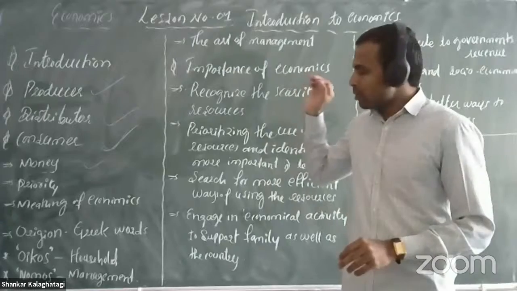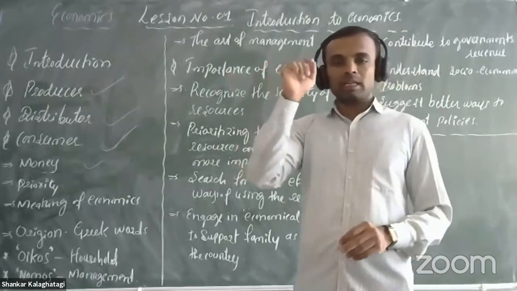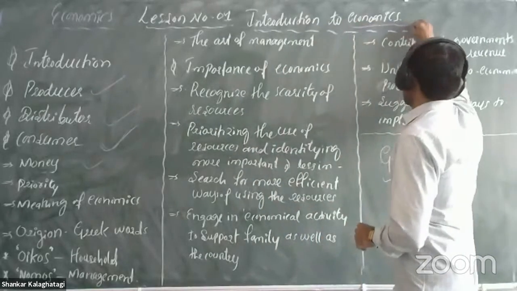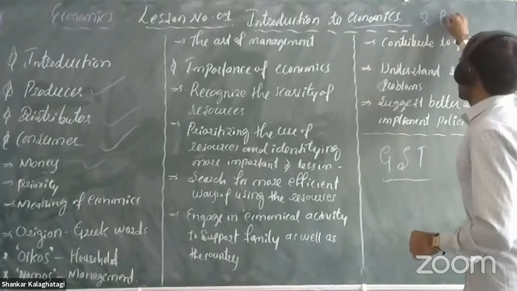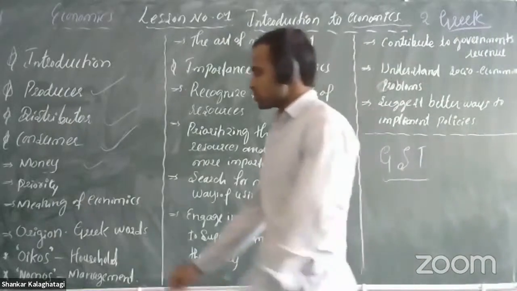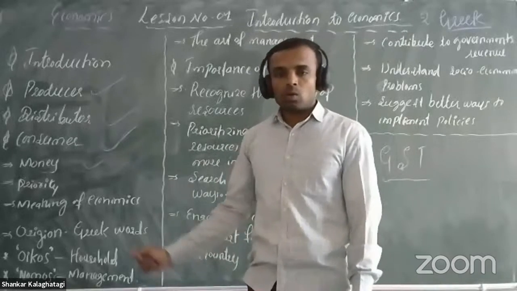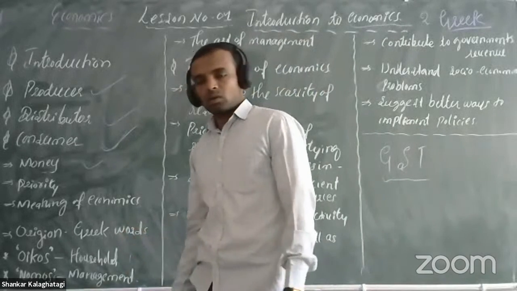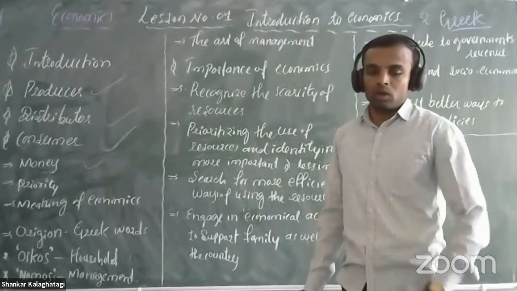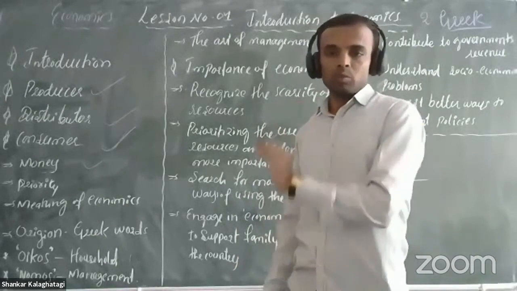This word economics is derived from two Greek words. What are the two Greek words here? Okos and nomos. Okos means household, and nomos means management. The word economics is derived from the two Greek words, okos and then nomos.